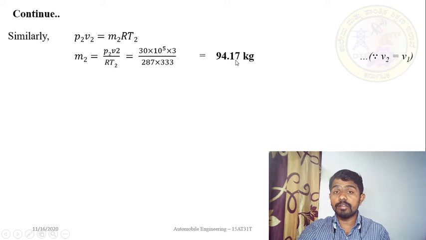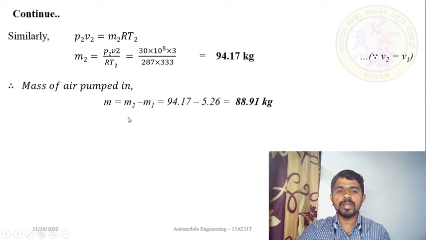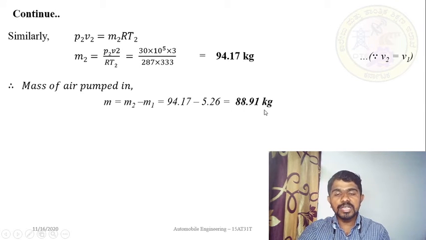This is the final, not the difference. This is the final mass of gas. See, I have given the condition because V2 is equal to V1, the same volume of vessel. Don't confuse. Okay, fine. Now what you should calculate? Actually, we want the value of mass of air pumped in. This is the difference between final mass M2 and initial mass M1. M is equal to M2 minus M1, that is equal to 94.17 minus 5.26, that is equal to 88.91 kg.